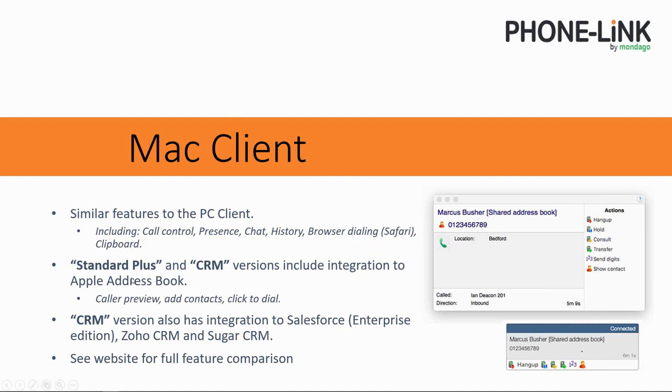And with the PC version, there are 3 license types. With the Mac, there's only two. So there's only a Standard Plus and a CRM. The CRM and the Standard Plus will give you integration into the Apple address book so that you can do things like caller preview. You can add contacts to the Apple address book and also click to dial.